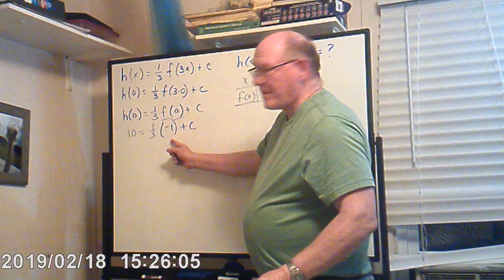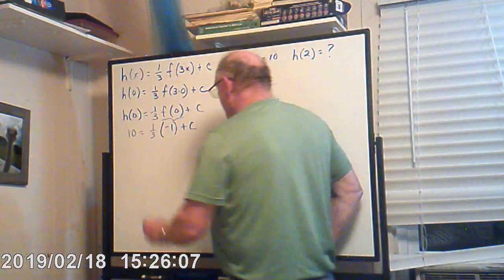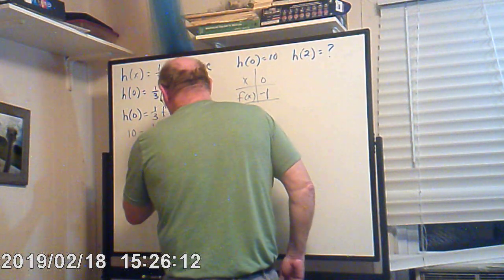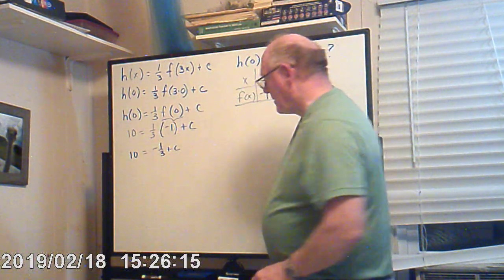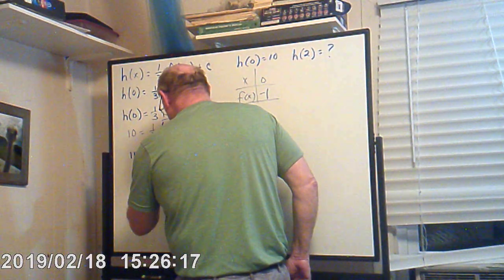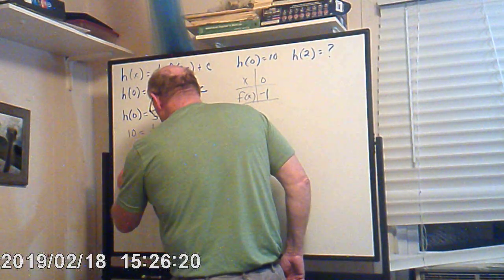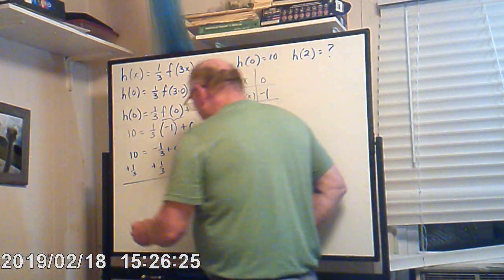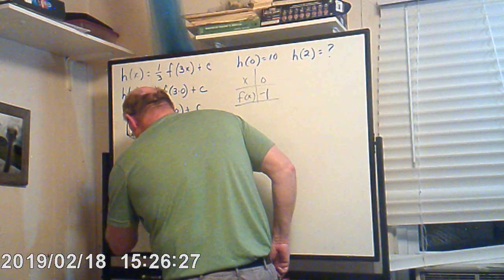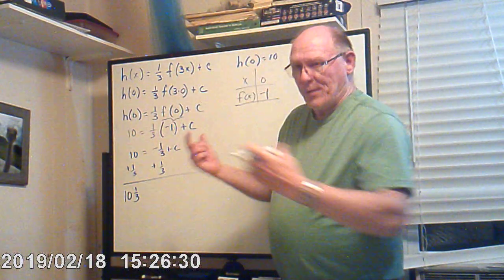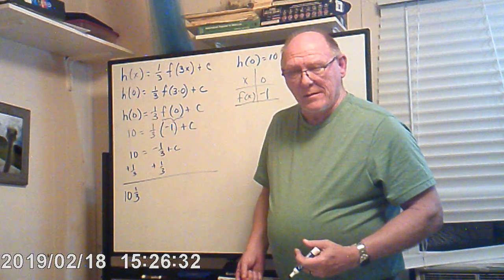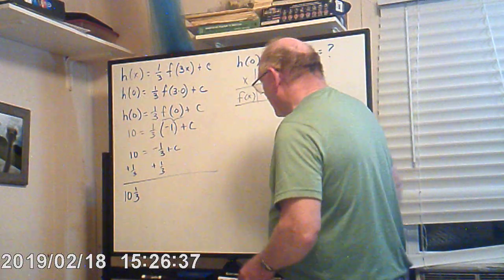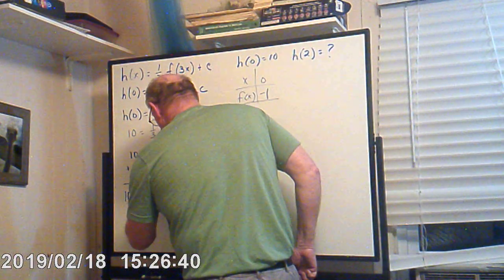So this is 1/3 times -1, which is -1/3. Now we've got to solve for c. So we're going to add 1/3 to both sides. Now 10 plus 1/3, I want you to get this at this level. Just write it as 10 1/3. 10 plus 1/3 is 10 1/3. 5 plus a half is 5.5, isn't it? Alright, so that's equal to c.